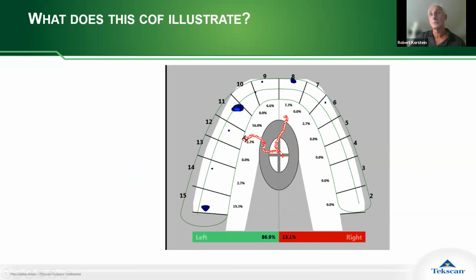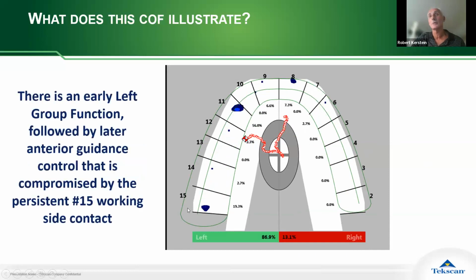This one shows you good balance and closure, a group function, anterior guidance taking over, and then a bend means the anterior guidance fails. Remember the bend backwards, right? So the guidance control is greatly affected by tooth number 15, even though number 11 is in play.